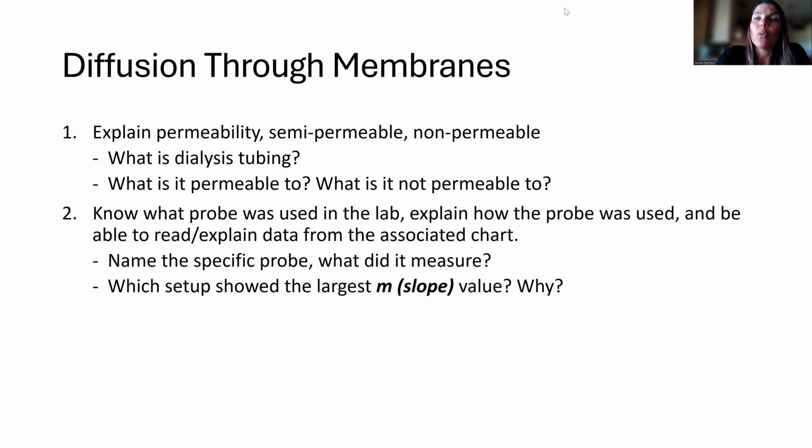And then which setup. There were multiple setups in this lab. Which setup showed the largest M value, which was the slope, and why? Why did it have the largest M value? Okay, which one didn't have a large M, and why would that be? Be able to compare that information and have a conversation about it.